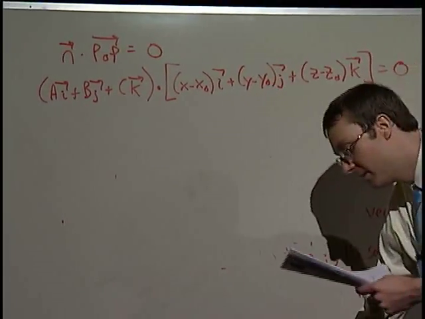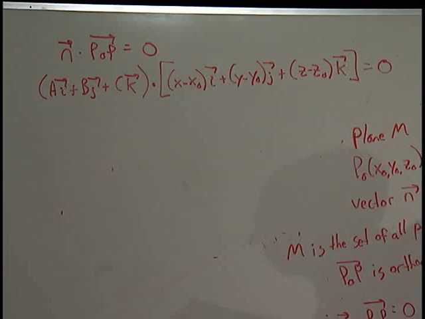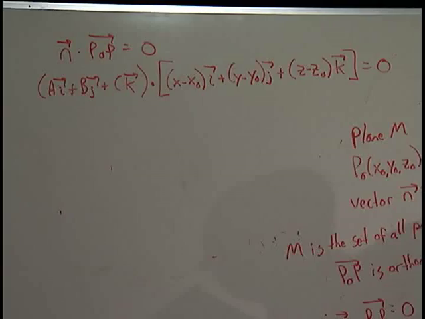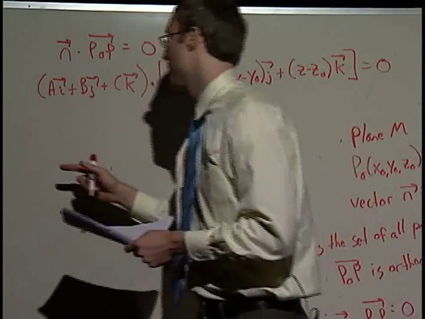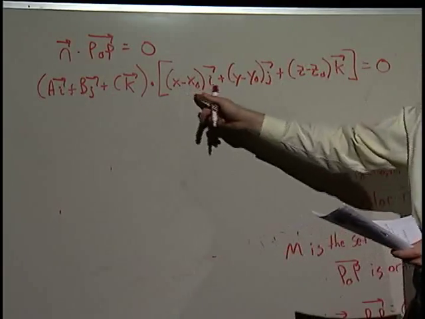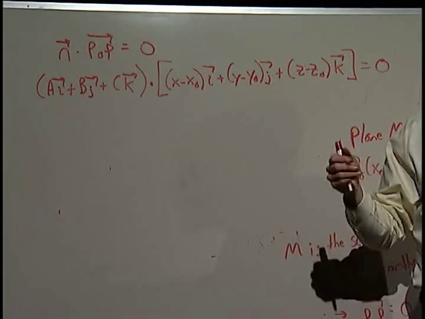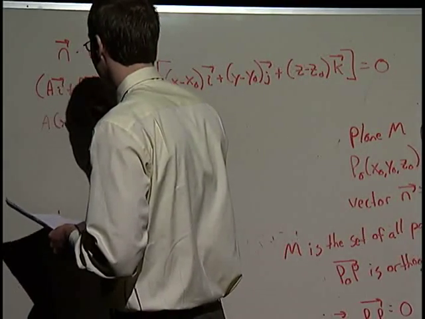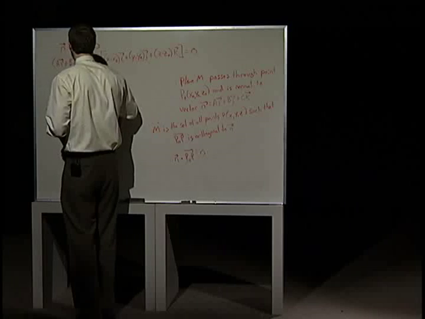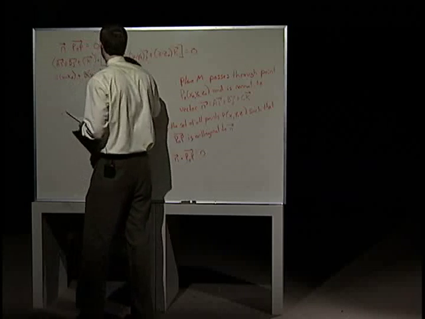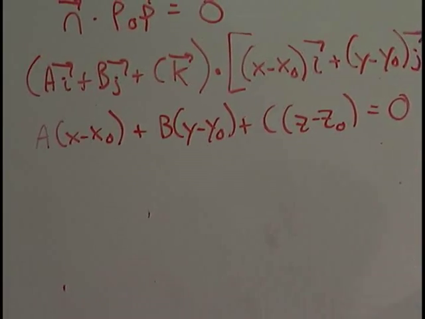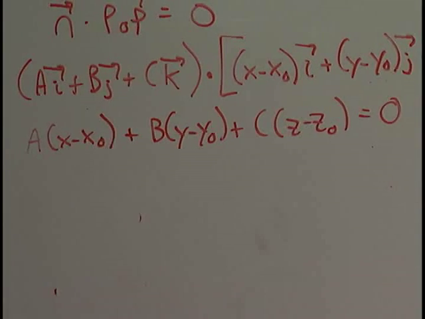So now, what am I going to do? I'm going to gather all of these terms together. So the dot product, remember, what that meant was the coefficients times each other and then get the sum. So this implies that a times x minus x naught plus b times y minus y naught plus c times z minus z naught is 0. Right? There's the dot product of those two vectors.